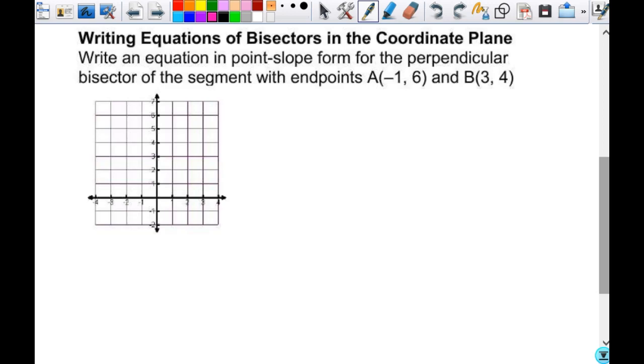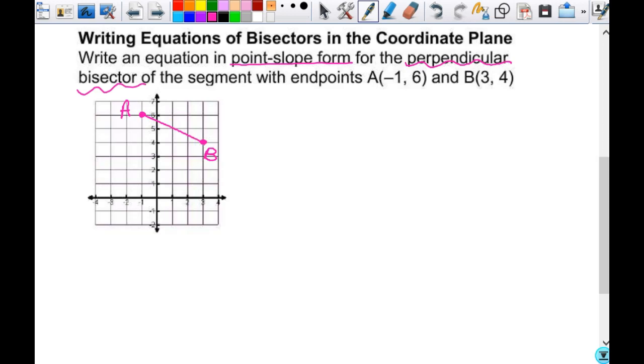So we're looking for an equation in point-slope form, and they even told me exactly what form to use this time, for the perpendicular bisector of the segment with these endpoints. So I'm going to go ahead and graph it. Negative 1, 6. That's point A. B is at 3, 4.